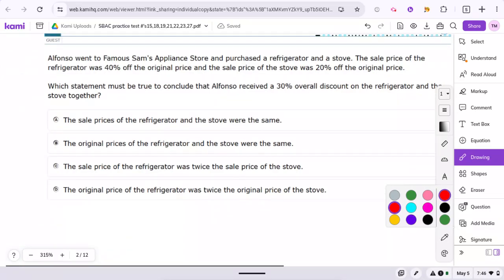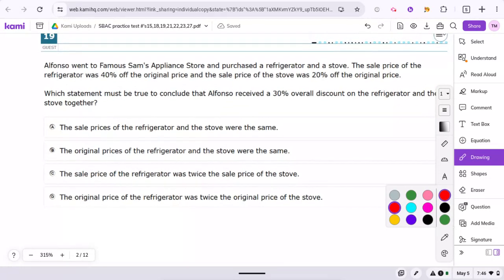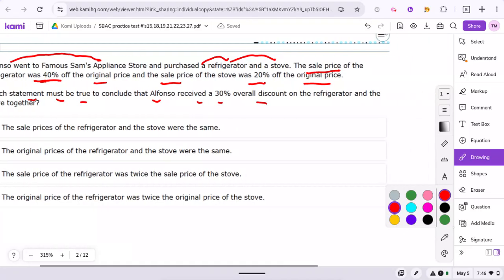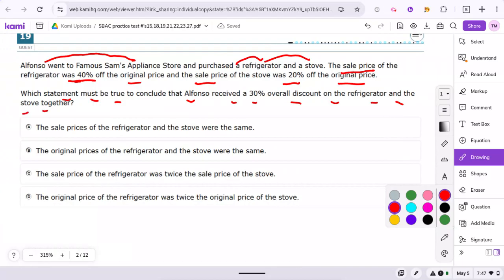Okay, next one, number 19. So for this one, somebody went to an appliance store. They purchased a refrigerator and a stove. The sale price was 40% off the original price, and the sale price for the stove was 20% off the original. So which statement must be true to conclude that Alfonso received a 30% overall discount on the refrigerator and the stove together?